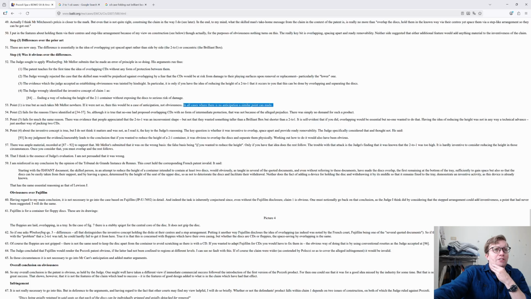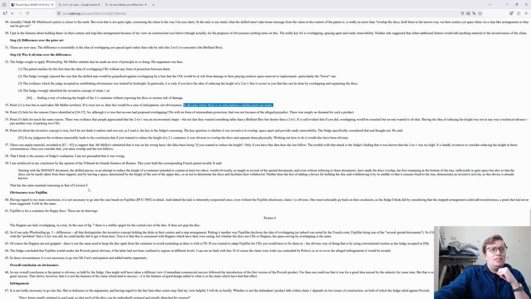So point four about the inventive concept is true, but I do not think that matters and was not, as I read it, the key to the judge's reasoning. The key question is whether it was inventive to overlap, space apart, and provide ready removability. The judge specifically considered that and thought not. He said, in my judgment, the evidence inexorably leads to the conclusion that if you wanted to reduce the height of a 2-to-1 container, it was obvious to overlap the discs and separate them physically. Working out how to do it would have also been obvious.